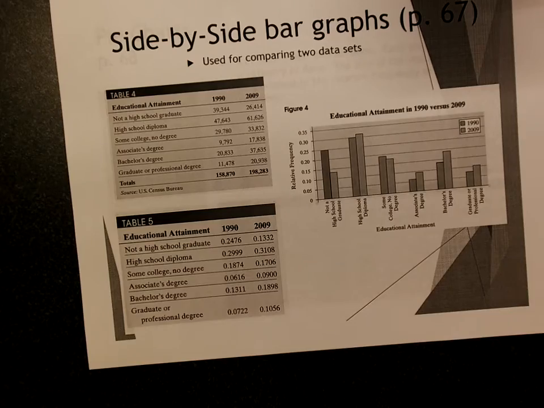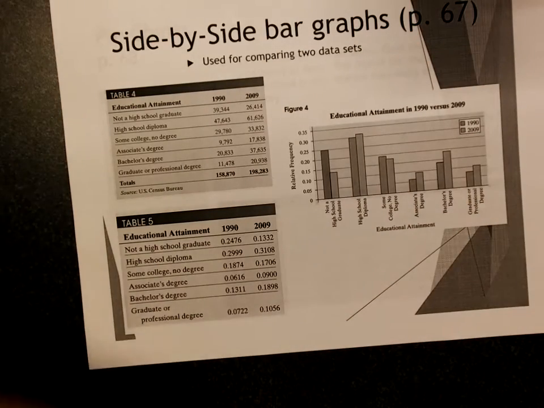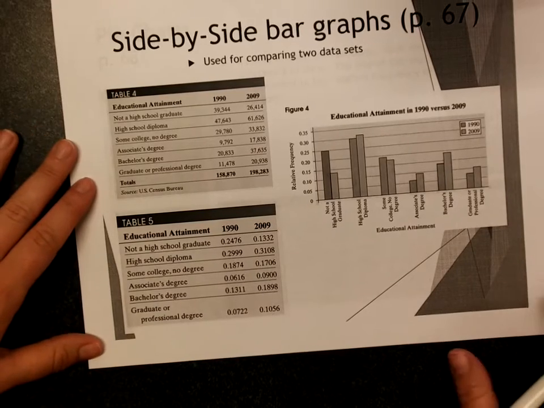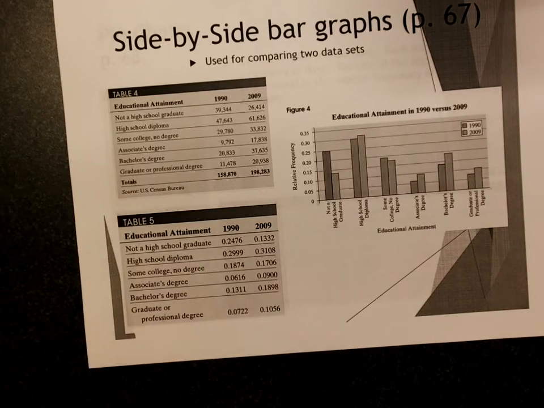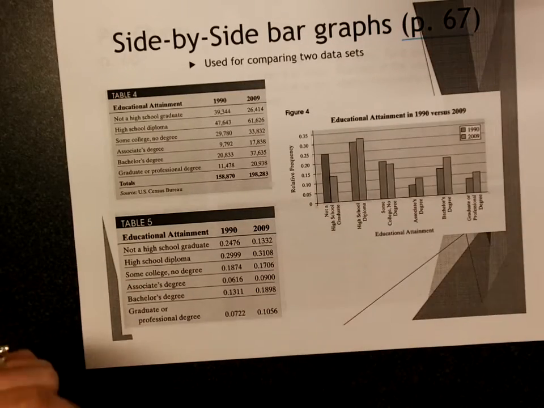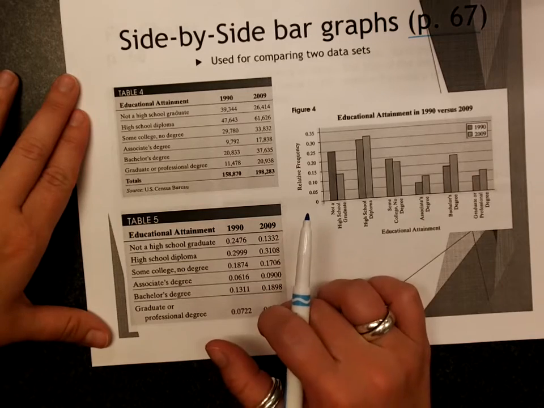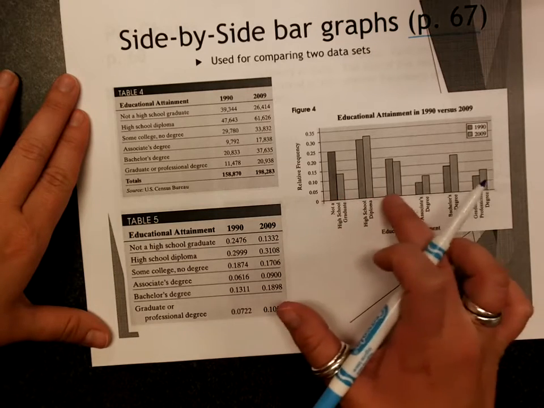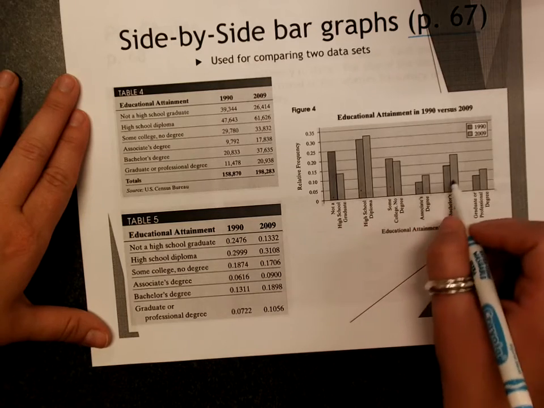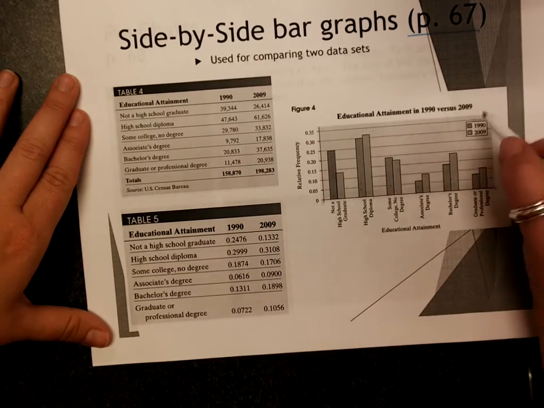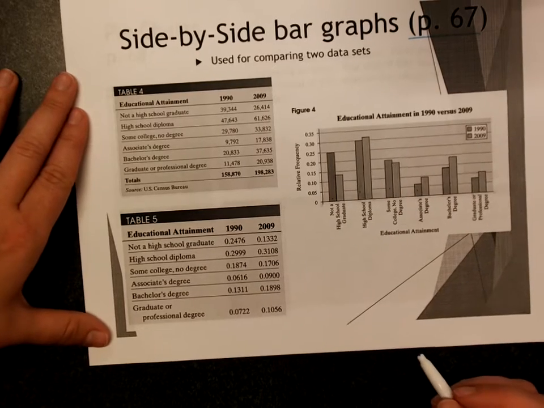And the rest of this section, I just want to look over the different other types of displays. The only one we really want to focus on is how to make a bar graph. They also have side-by-side bar graphs on page 67 of your textbook. If you want to compare two data sets, one from 1990 and one from 2009, you would put the bars side by side. You'd be consistent on which one goes on the left and which one goes on the right. There's generally two different colors that are very distinct, so you can see them very clearly.